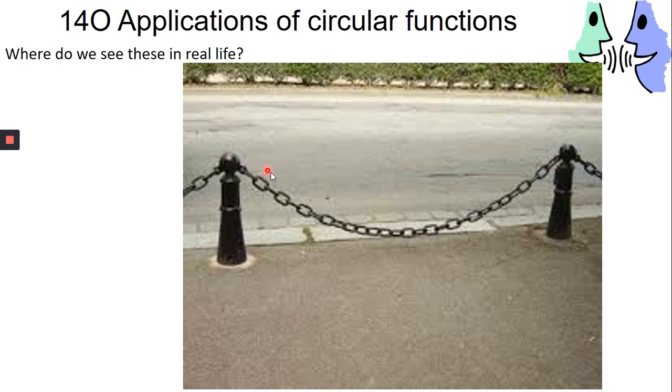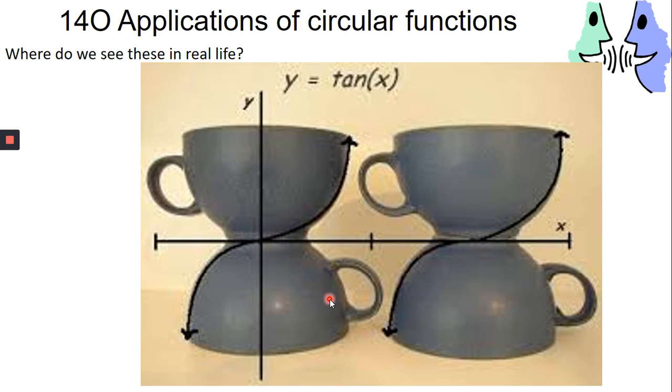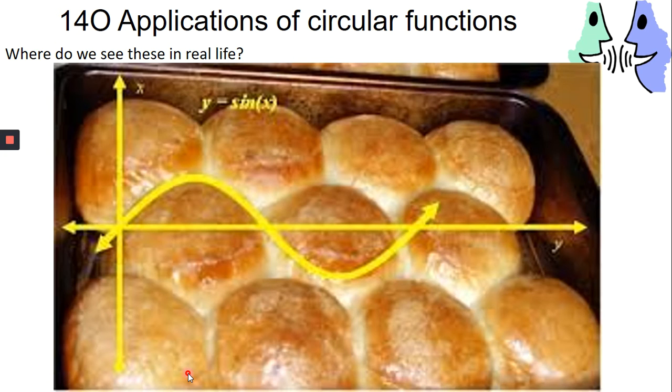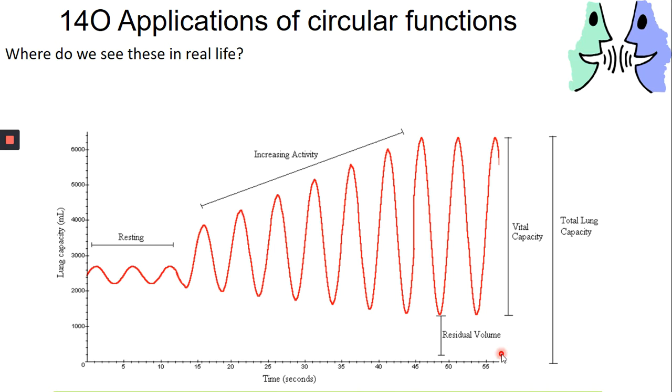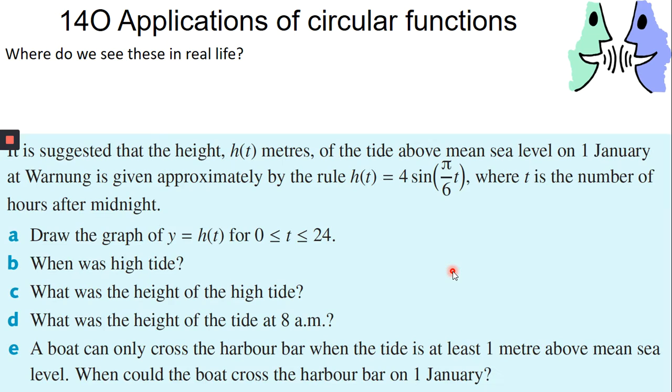There you go, just a very simple chain between two posts. Cups on top of each other. You can even do that at home. Looks like a tan. Some buns. Lung capacity. So that's where you're just hanging around doing nothing, going for a run. That's as much as it gets. So sine, cosine type things.